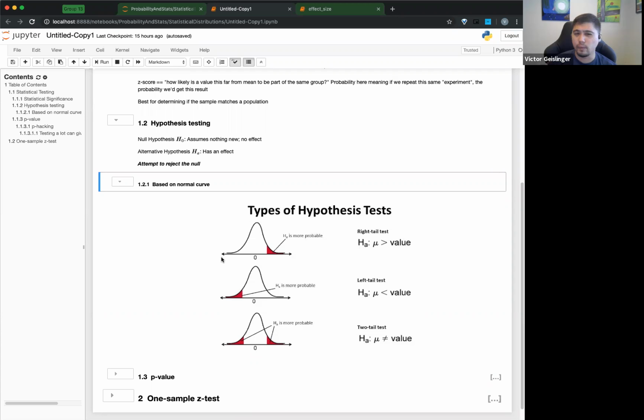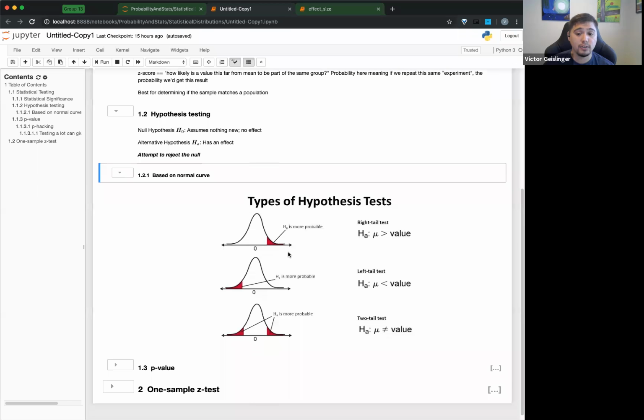We wouldn't expect this sample to be so far off to the right. So essentially this red area here is like the critical zone. I'm making up words, right? But the critical zone, the danger zone, is the weird zone. If it's over in this area, it's too weird for us to say that it doesn't have any effect.